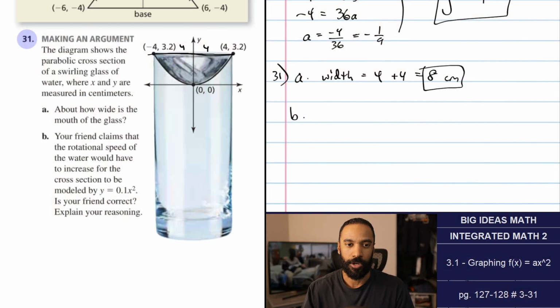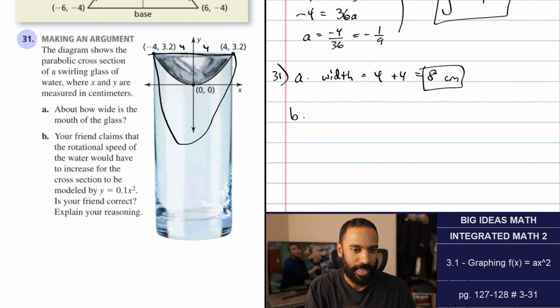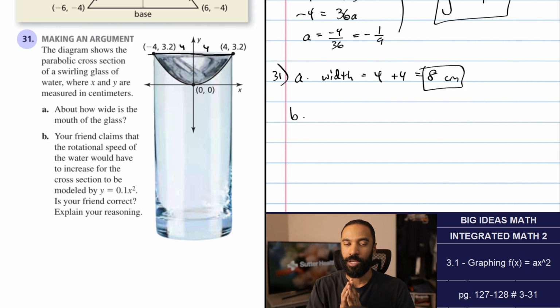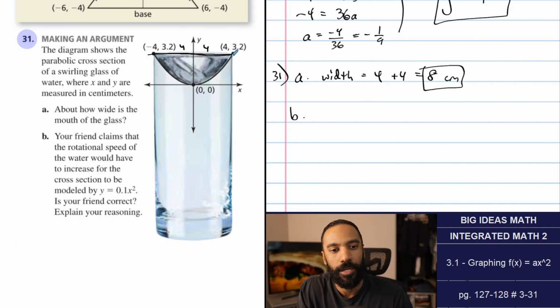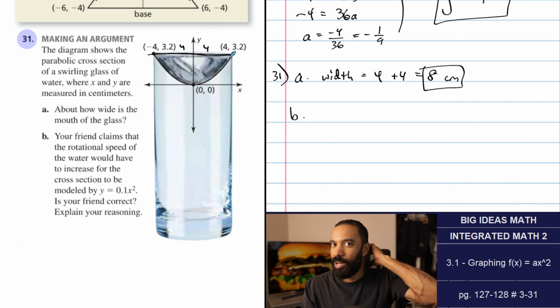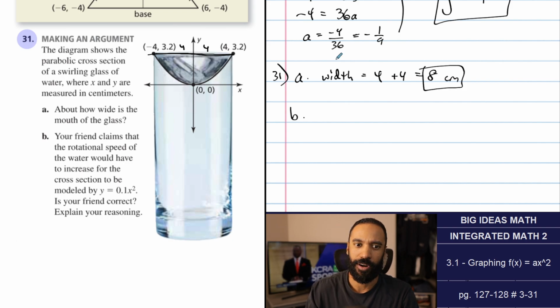So if I increase rotational speed, then it would do more of this, right? Clearly not that much. It's not a centrifuge or whatever. But I'm just saying the more you increase speed, the more you do it. So your friend is talking about literally the cross-section. And this counts as a cross-section, by the way, this parabola. So the question is, does this parabola have an a value that's more or less than 0.1 for this 0.1x squared? So let's first see what this parabola has in store for us.